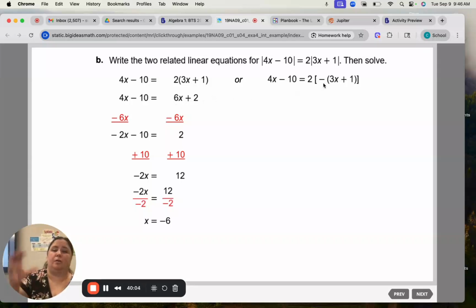All right, you ready for this half? So the first thing I'm going to do is distribute this negative. Negative times 3 is just -3, and negative times 1 is just -1. Now I'm going to distribute the 2. So 2 times -3 and 2 times -1. So -6x minus 2.